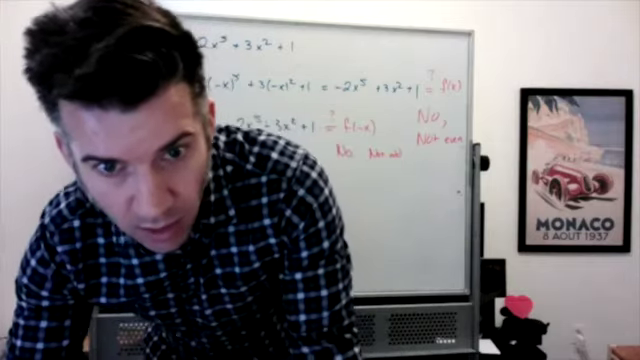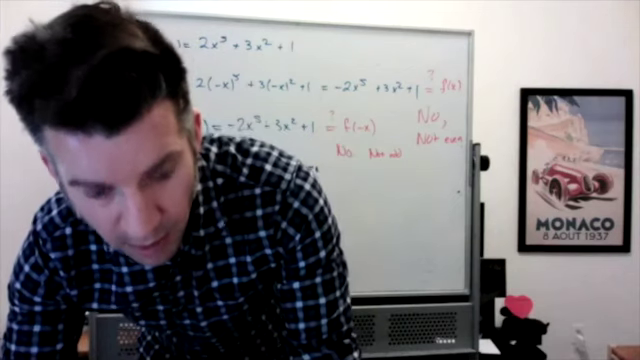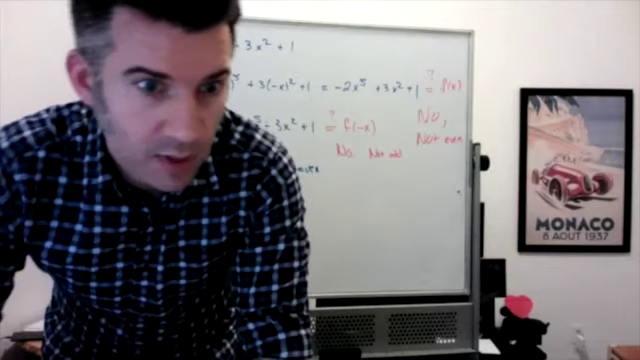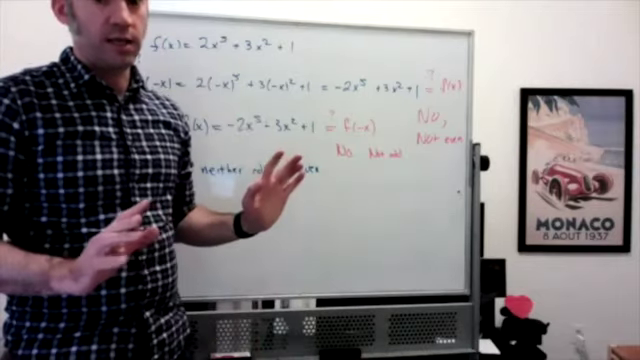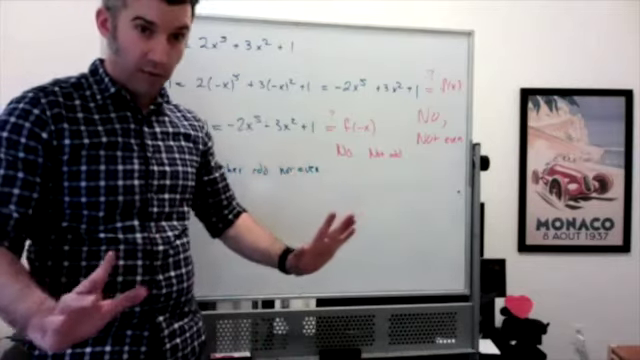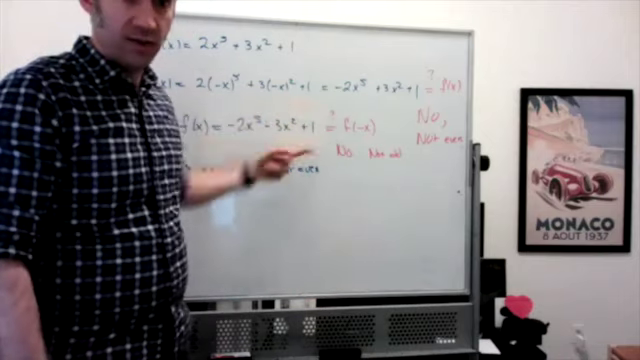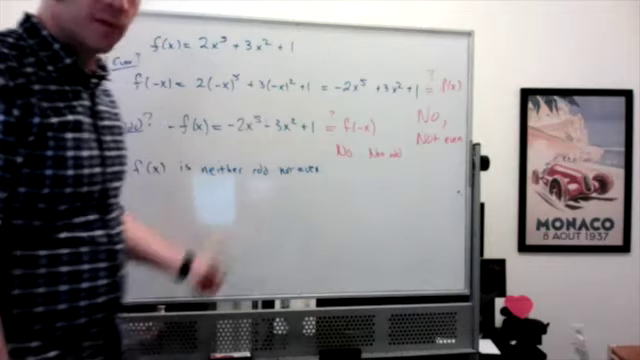James, I have a quick clarification question. Go right ahead. So when it has both the even and odd, it just could be neither, no matter what. So I'm not saying the function cannot be both. It's not both, right? It's not even and it's not odd, so it's neither. Okay, thank you. You're welcome.